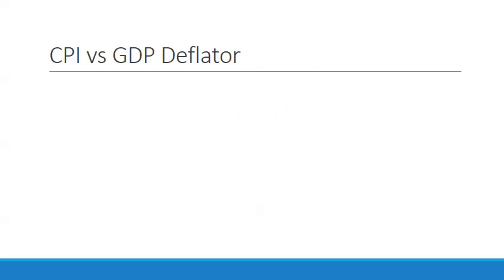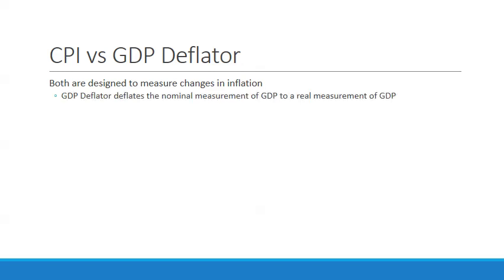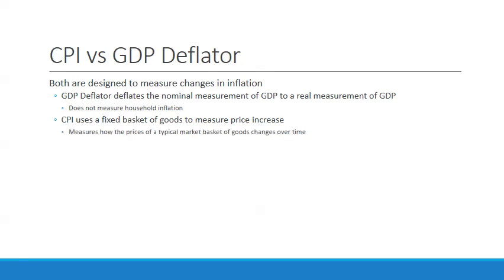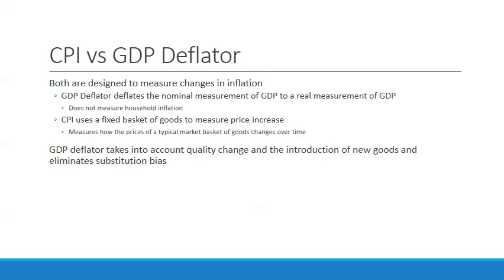So how does CPI measure up to the GDP deflator in terms of measuring inflation, which is of course what both are doing? Both are designed to measure changes in inflation, both doing it differently. The deflator deflates the nominal measurement of GDP to a real measurement to show us just the increase in productivity. So it doesn't measure household inflation. CPI, on the other hand, uses a fixed basket of goods to measure price increase, and it measures how the prices of a typical market basket of goods change over time.